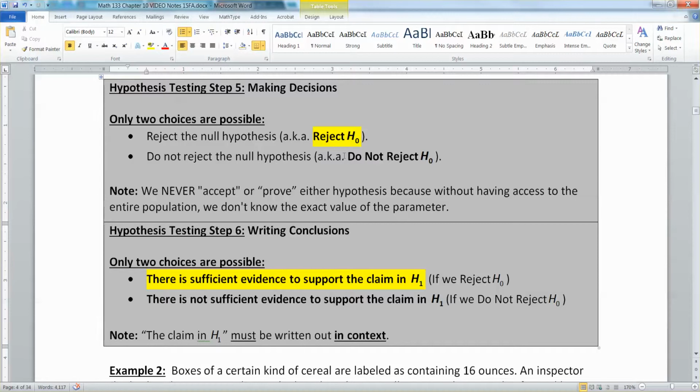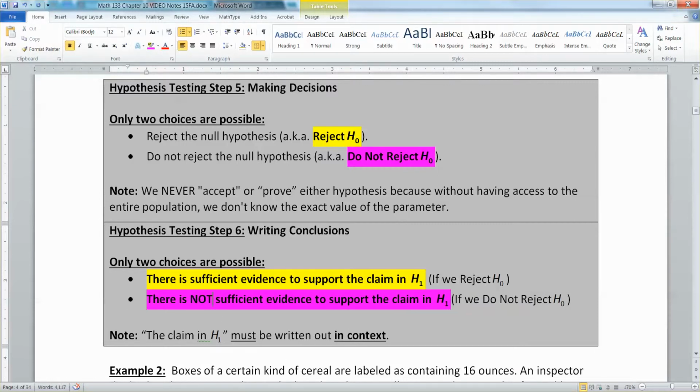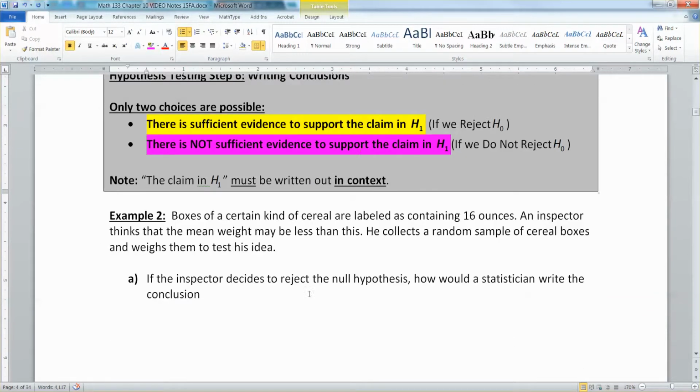If you do not reject H naught, then you're going to get to say the other one, which is there is not sufficient evidence. I'll make that one pink. There is not sufficient evidence to support the claim in H1. Notice how these are exactly the same phrase. It's just that this one has the word not in it, right? And then the claim in H1, again, has to get all written out in context. So let's practice that. We have this example from before where boxes of a certain kind of cereal are labeled as containing 16 ounces. An inspector thinks that the mean weight may be less than this. He collects a random sample of cereal boxes and decides to weigh them to test his idea.